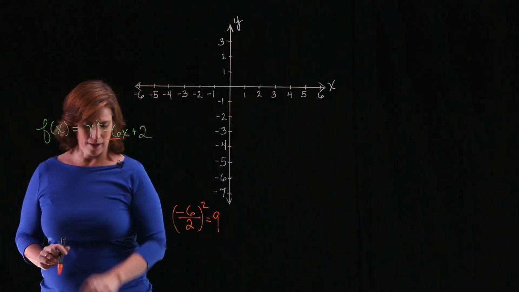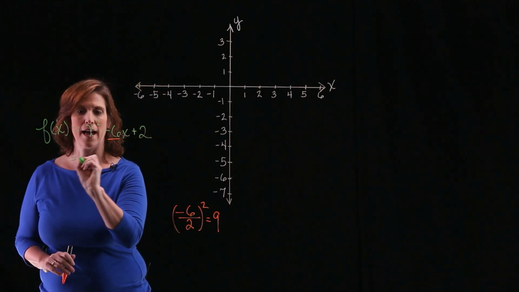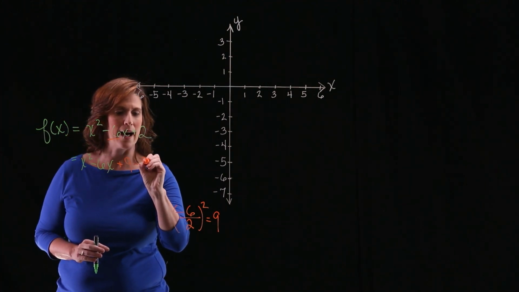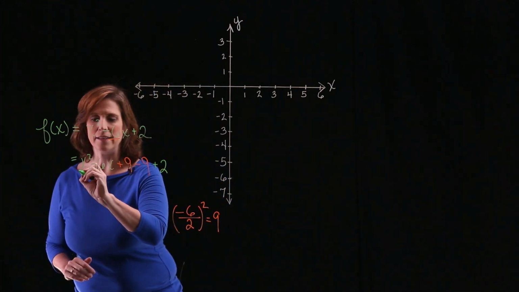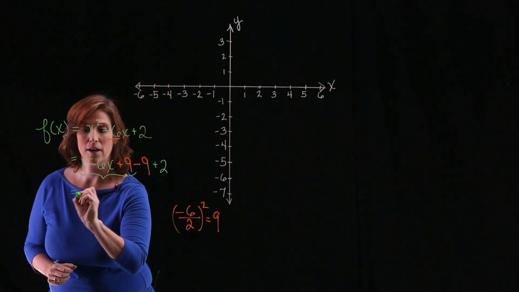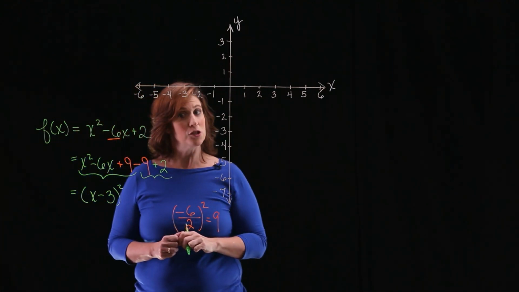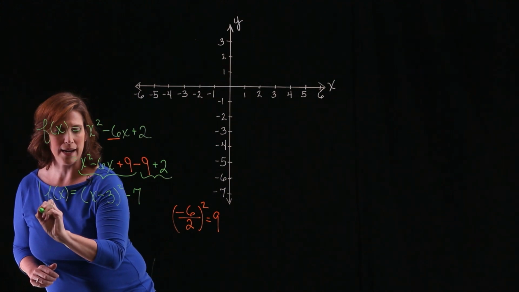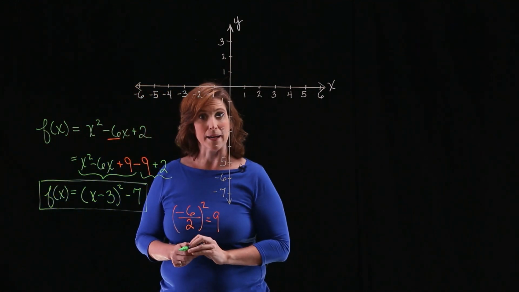Now what are we going to do with that 9? Well, we're going to add 9 and subtract 9 to my function. So I haven't changed anything. So this will look like x squared minus 6x plus 9 minus 9 plus 2. Now why would I want to do that? Well, if you look at these first 3 terms, when I group them together, I can factor them into a perfect square. So this will be the quantity x minus 3 squared. And then I'll group the minus 9 and the plus 2 together, and I have minus 7. F of x equals the quantity x minus 3 squared minus 7 is the standard form of my original quadratic.